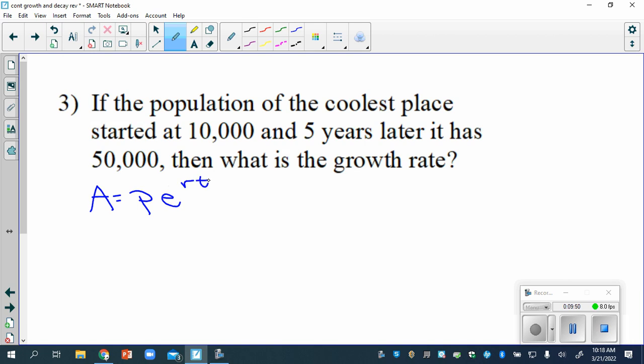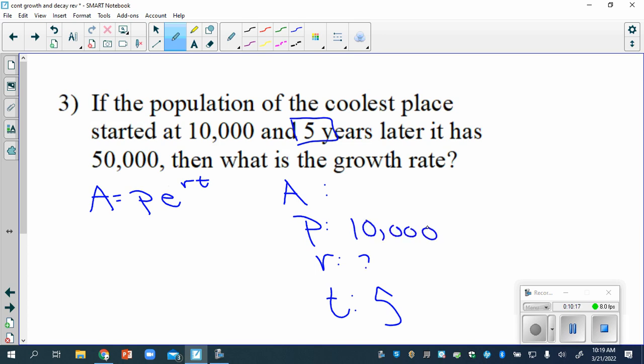Here's what I've got going on. I have A, I have P, I have R, and I have T. The time is 5 years. Tarantinoville's been growing for 5 years. I don't know the growth rate, so that's what I'm going to be figuring out. I started with 10,000 people, but now my town is so cool, it's at 50,000 people.